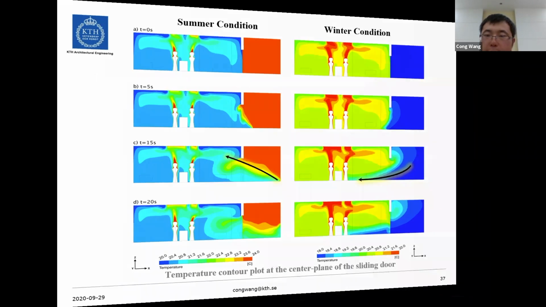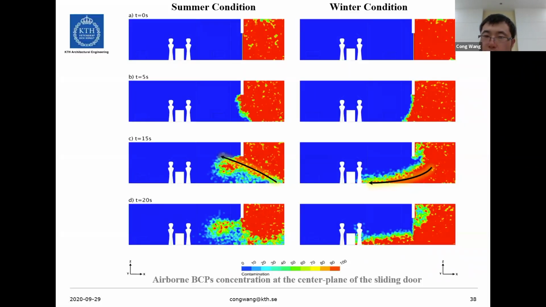And the airborne contamination mainly follows the air streams. Therefore, this figure shows the airborne contamination under the two thermal conditions. Under the summer condition, we can see the bacteria-carrying particles penetrate into the operating room at the upper level, but in the winter condition, the airborne contaminants penetrate into the operating room at the floor level.